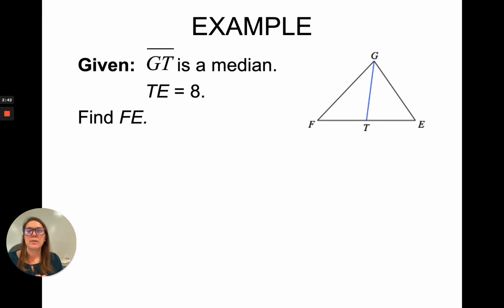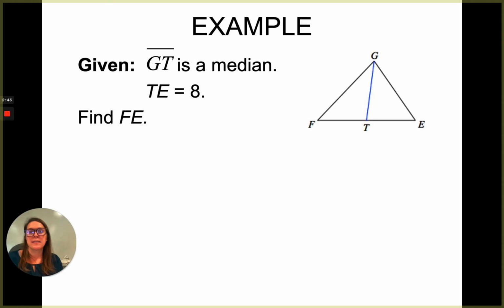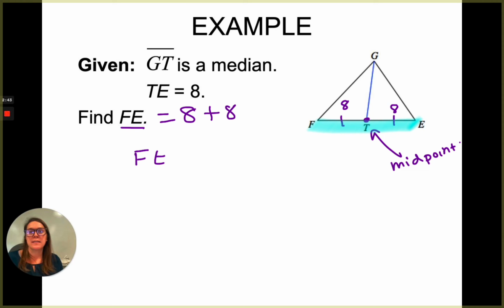So for this example, it tells us that GT is a median. Okay, so because GT is a median, that tells me that T is a midpoint. And why do I care that's a midpoint? Well, that means that the left is going to be the same as the right. So if TE is 8, that means FT is 8. And what are we asked to find? We're finding FE, which is the whole entire thing. So FE is going to be equal to 8 plus 8, which is 16. That would be our answer for that one.